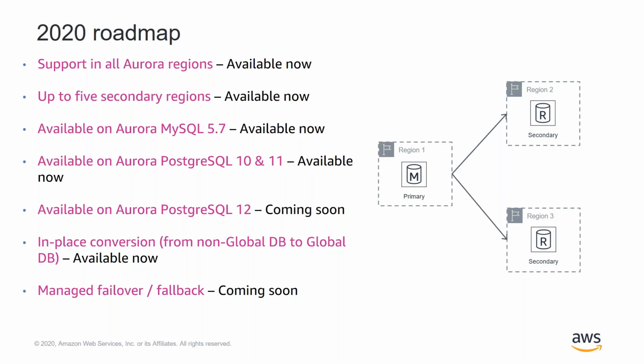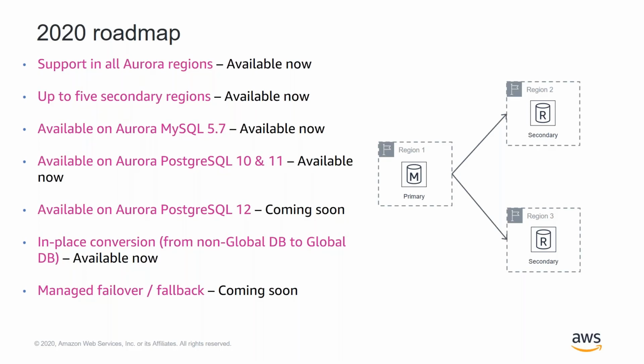We launched MySQL 5.7 compatibility this year as well as Postgres 10 and 11, with Postgres 12 support coming very soon. Another thing that is a really big win for customers is we initially launched Aurora Global Database using the global database mode. And so you had to create a cluster in the global database mode. We've actually gotten rid of that. So if you are in Aurora today, all you have to do is just what I did in the demo and select add a region to your given cluster. And so that would be the in-place conversion from a non-global database to a global database.